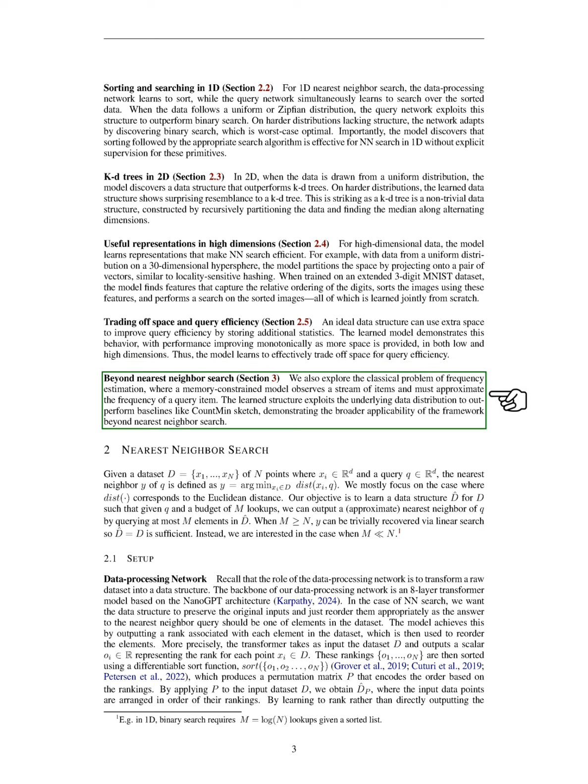We also explore the classical problem of frequency estimation, where a model with limited memory observes a stream of items and must estimate the frequency of a specific item. Our learned structure takes advantage of the underlying data distribution, outperforming traditional methods like count-min-sketch, showcasing the framework's broader applicability beyond just nearest neighbor searches.